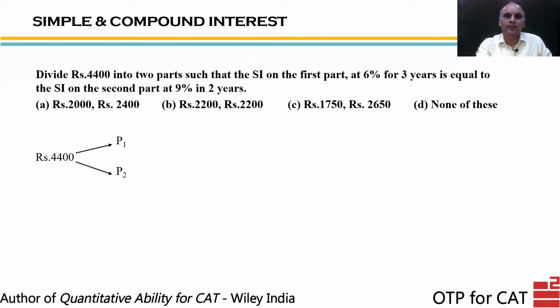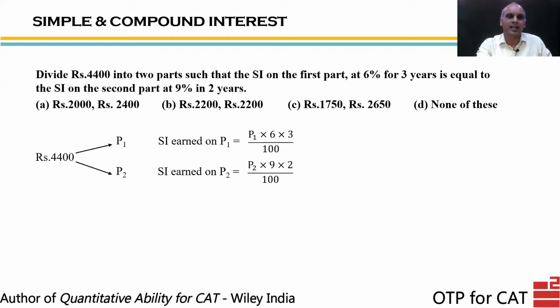Now we know that in the first part, our rate of interest is 6% and time period is 3 years. So what is the formula for interest? As we all know, the interest formula is P into R into T by 100. So SI earned on this will be P1 into 6 into 3 by 100. Similarly, we can write down the value for interest earned in the second case, and that will be this.